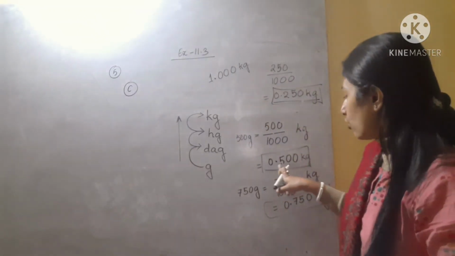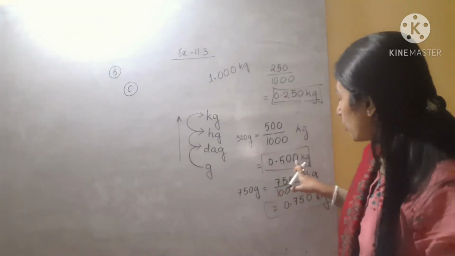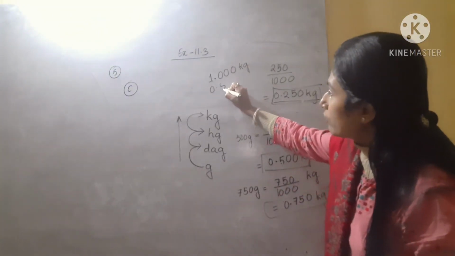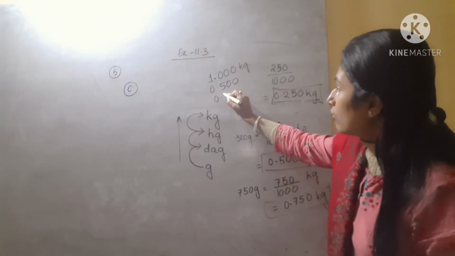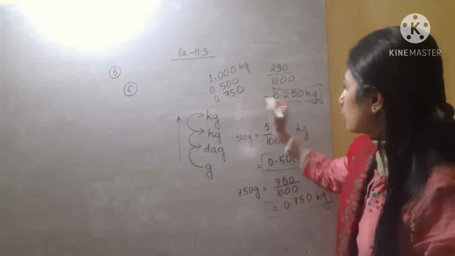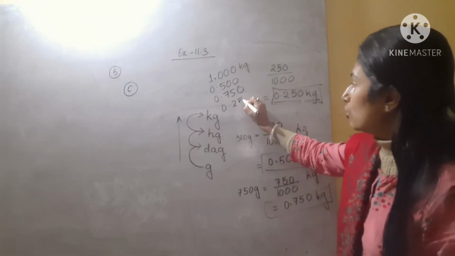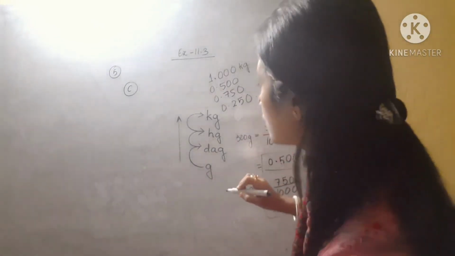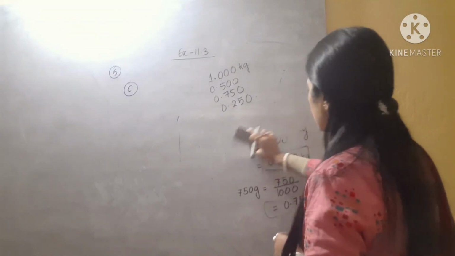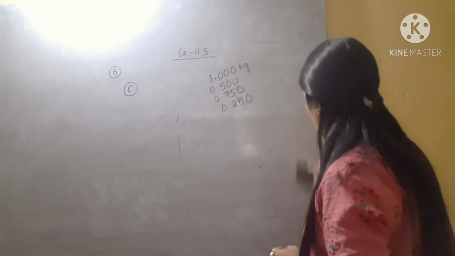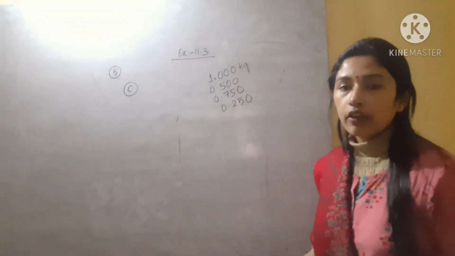Similarly, the weight of apples is given 0.500 kg, so 0.500, and similarly 0.750, and we have to add 0.250. So all the things like this you have to add, and finally you will get the answer in kg. You know how to add the decimal numbers, already we have discussed.